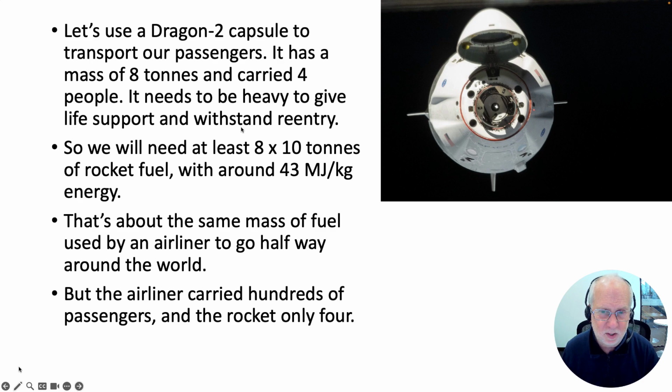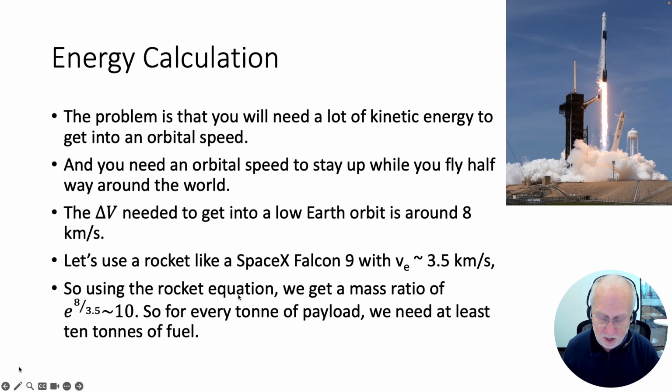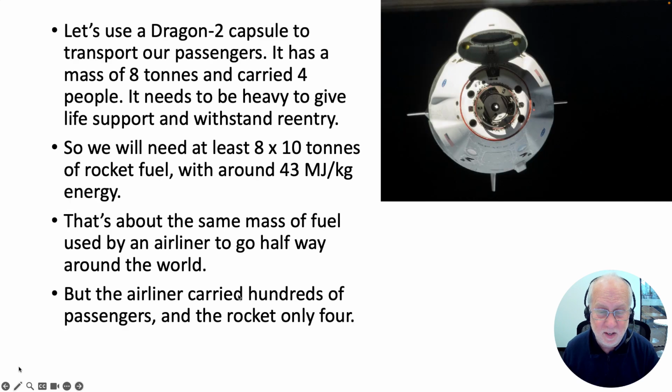So we need at least 8 times 10 tons of rocket fuel, because remember the mass ratio is 10, so for every ton of payload you need 10 tons of fuel. So you need 80 tons of rocket fuel, about 43 megajoules per kilogram. And 80 tons of fuel is about the same mass of fuel that an airliner takes to fly all the way to England from Australia. So it turns out the energy is about the same for an airliner to go halfway around the world and for a rocket. So that sounds great.